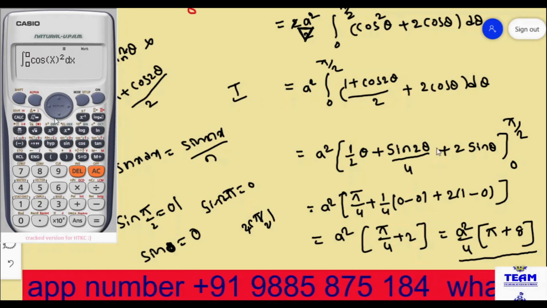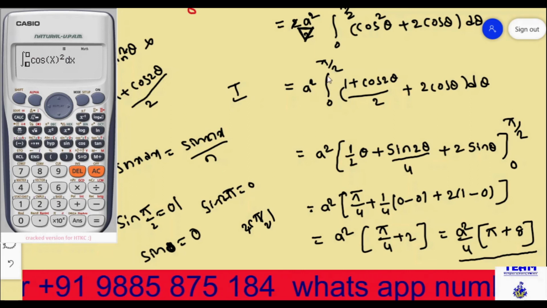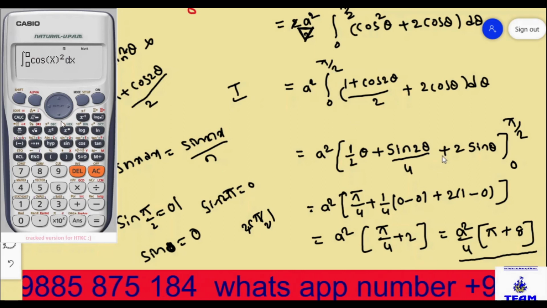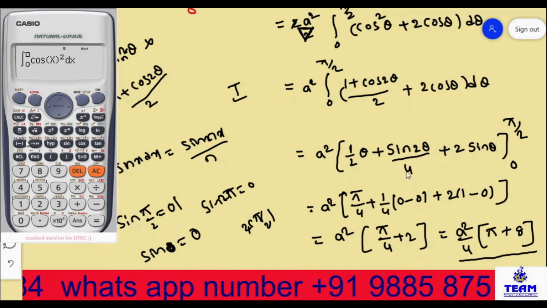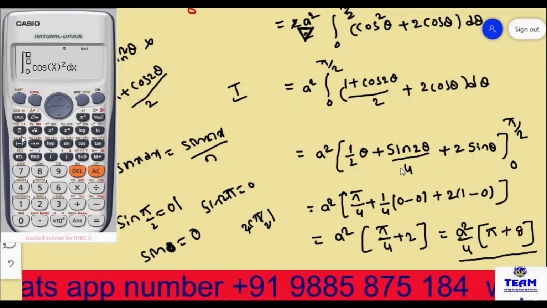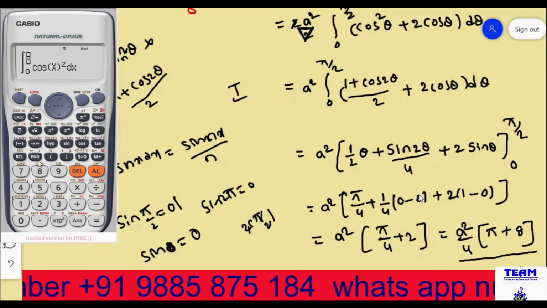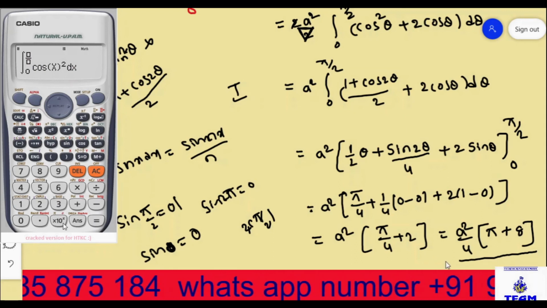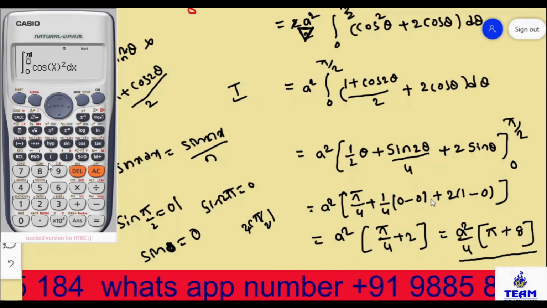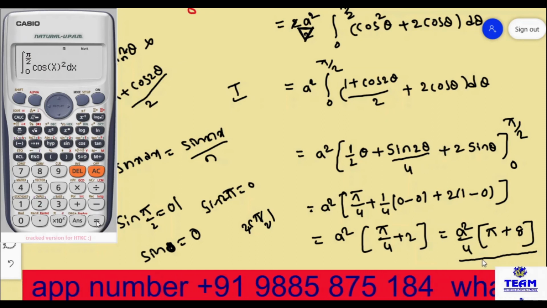Cos square, clear? Next, what are the limits you have? 0 to pi by 2. Lower limit is 0. Next go for the upper limit, pi by 2. Pi by 2 means a fraction. Where is pi? Here you have pi, in yellow color. So here shift 10 power x. So you will have pi divided by 2. Now you press the equal button.